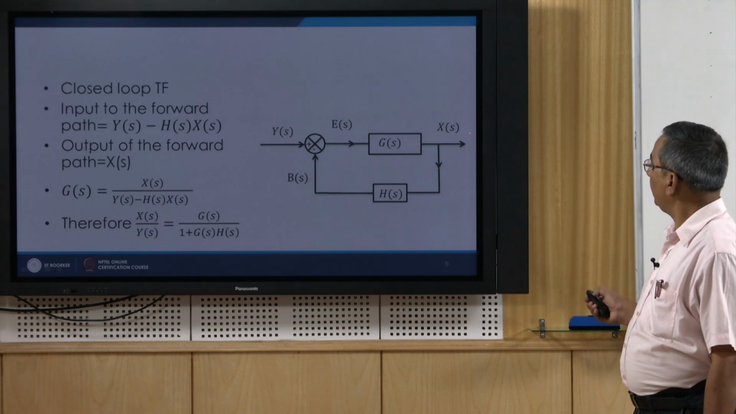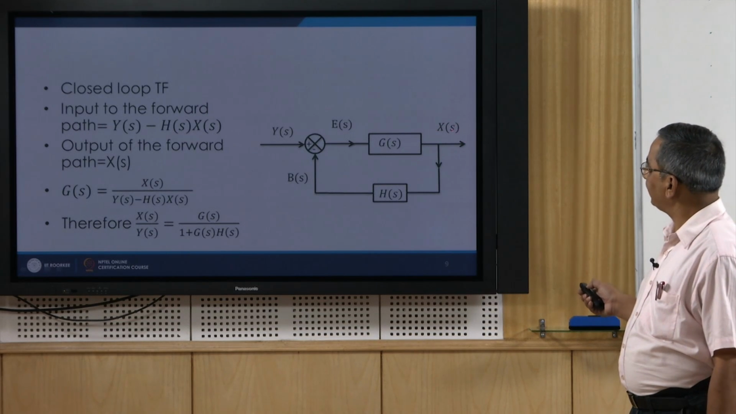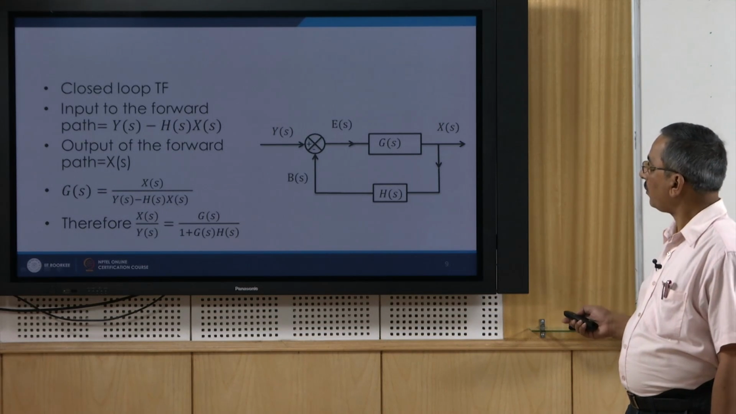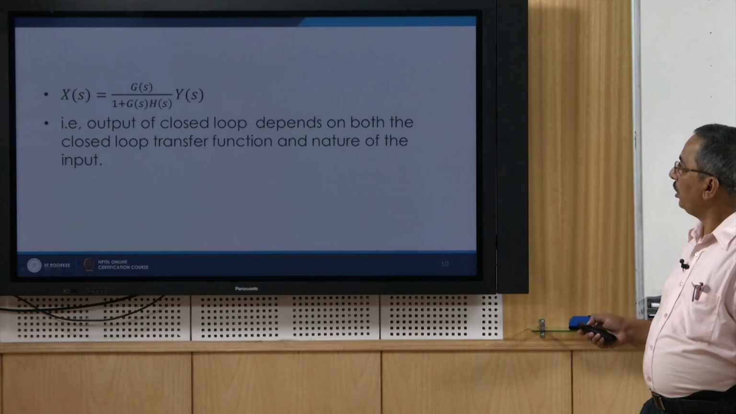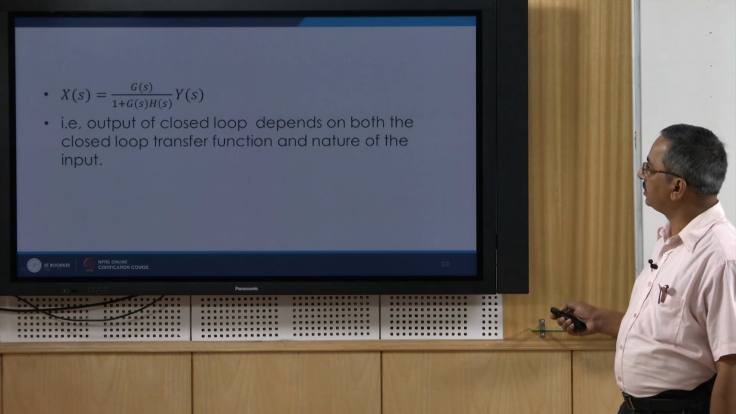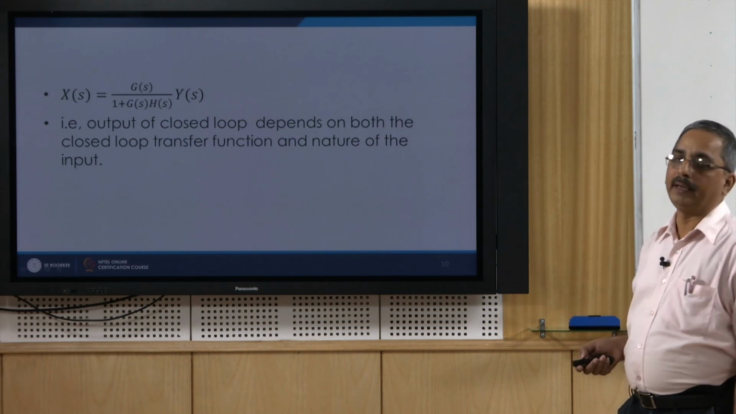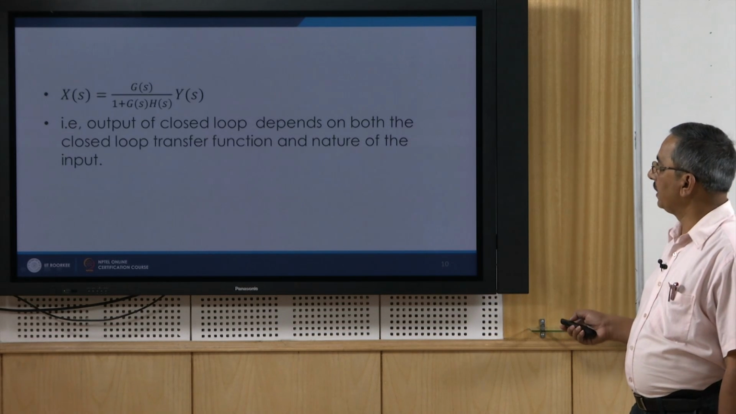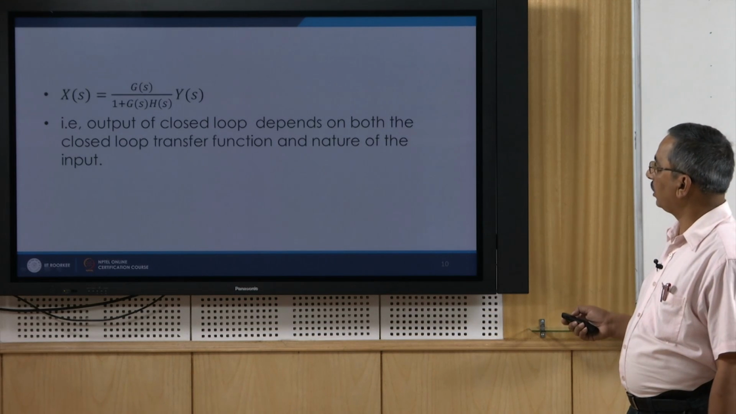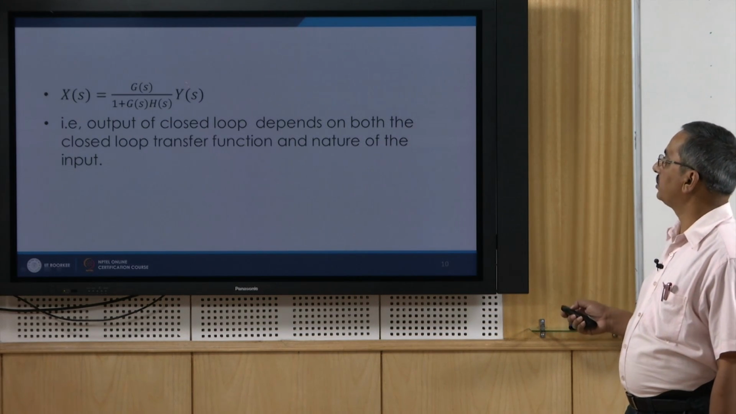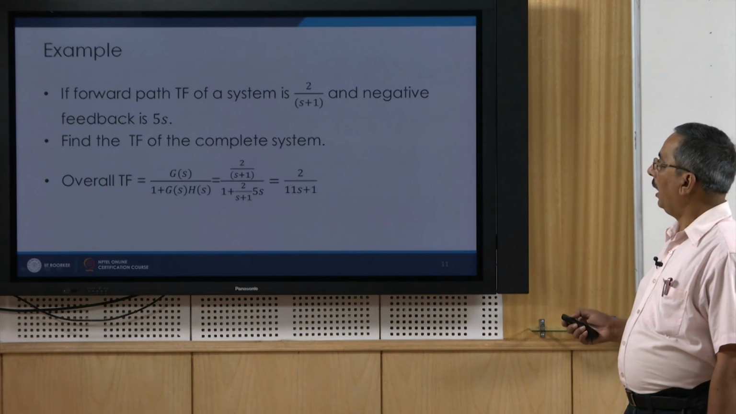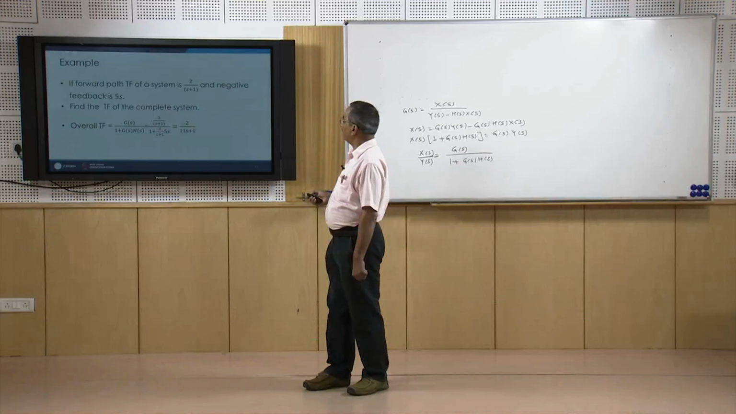Here you can see the output of this system is Xs and the input to the system is Ys. So from here I can find out Xs as Gs upon 1 plus Gs Hs into Ys. And what does this mean? This means that the output of closed loop system depends on both the closed loop transfer function and the nature of the input. We can take an example to understand this further.